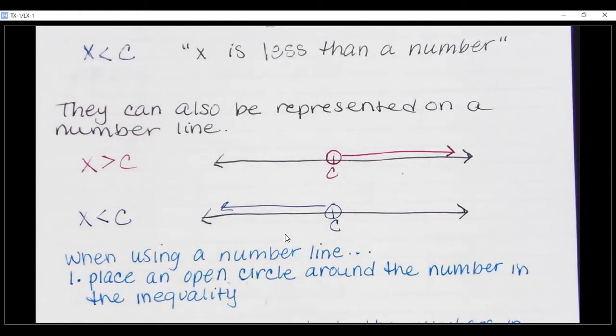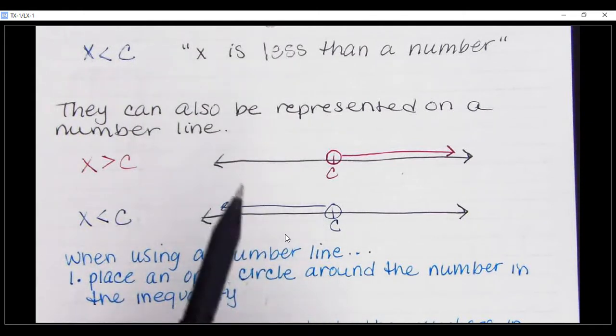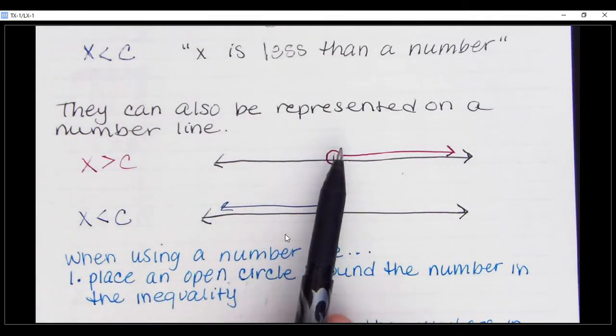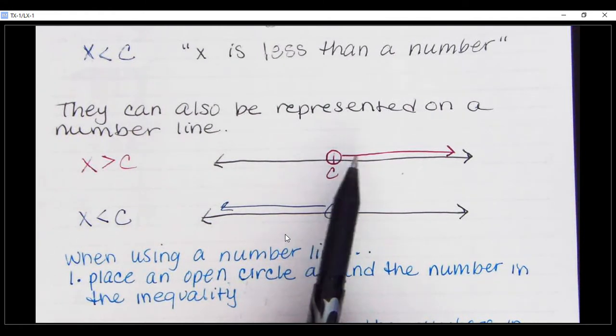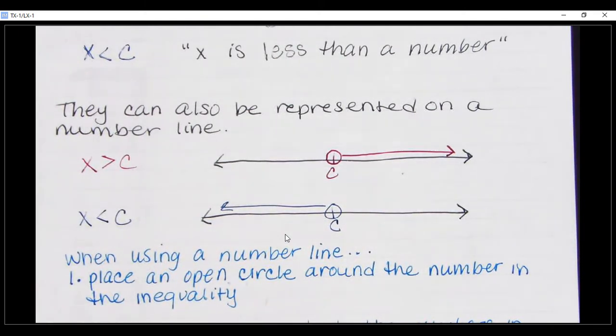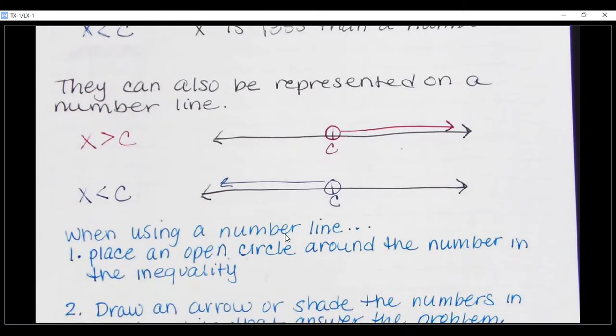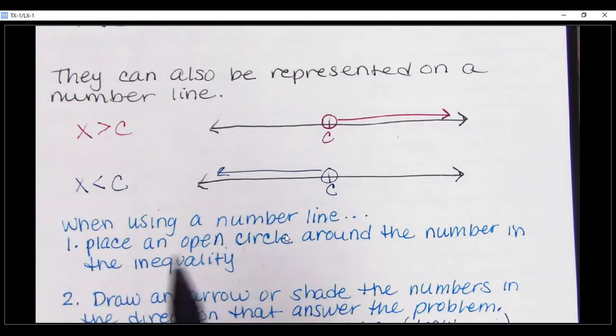So not only do we see this as comparing numbers, but we can also see it represented on a number line. So I have my first statement of x is greater than c. We'll get into a little more detail, but this is kind of the basis of it. We would have an open circle around the number that c is, and then we would want to shade all the numbers or put an arrow towards all the numbers that are greater than that, representing that the solution or the answer to our problem is every number that is larger than c. Again, we'll get to a real number example in just a little bit, but this is the general idea.